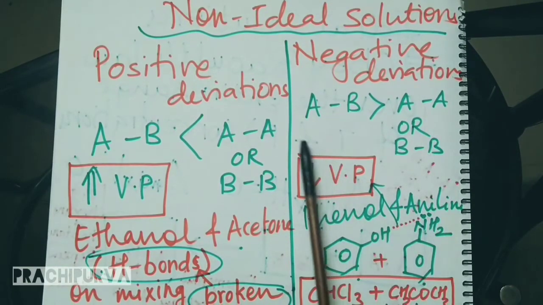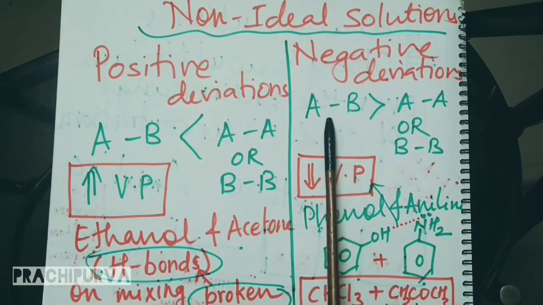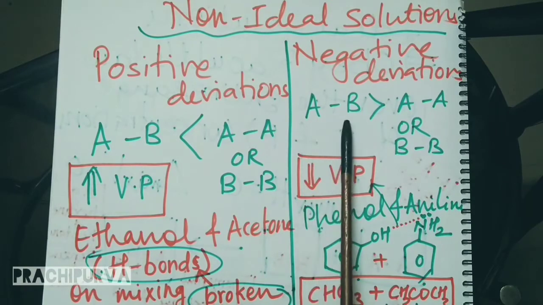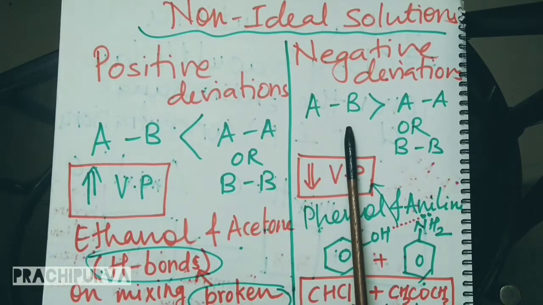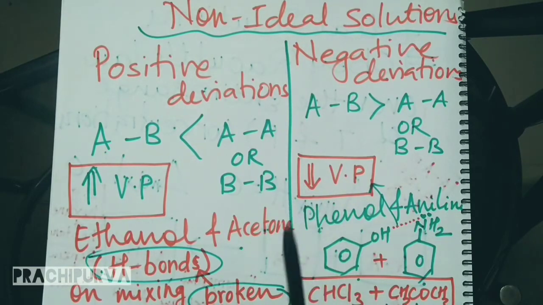these two solvents, new interaction is formed, AB. This interaction is quite stronger than these two. So now A is tightly holding B and B is tightly holding A, and they are not allowed to go out and form vapors. They are in the liquid state only. That's why no more vapors are formed. So pressure will also be less. So vapor pressure will decrease and you will get the graph below the standard line.